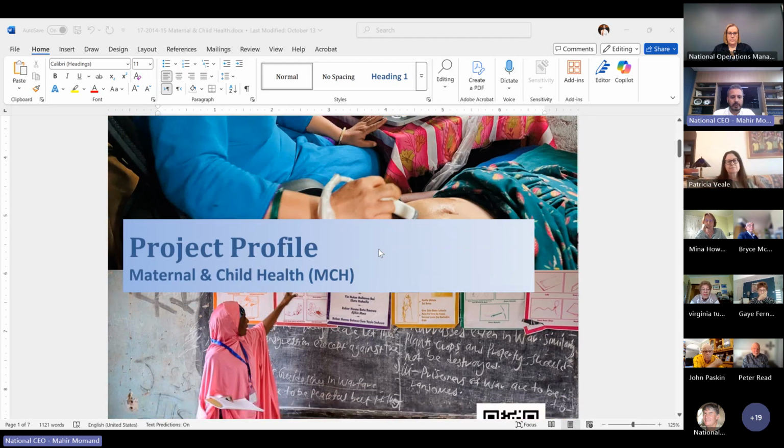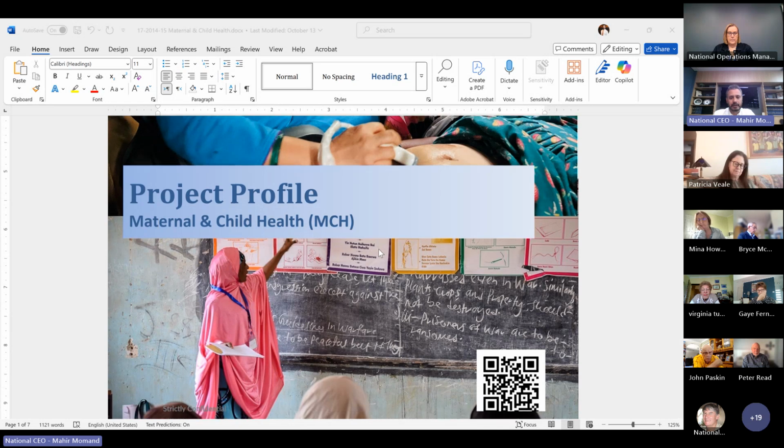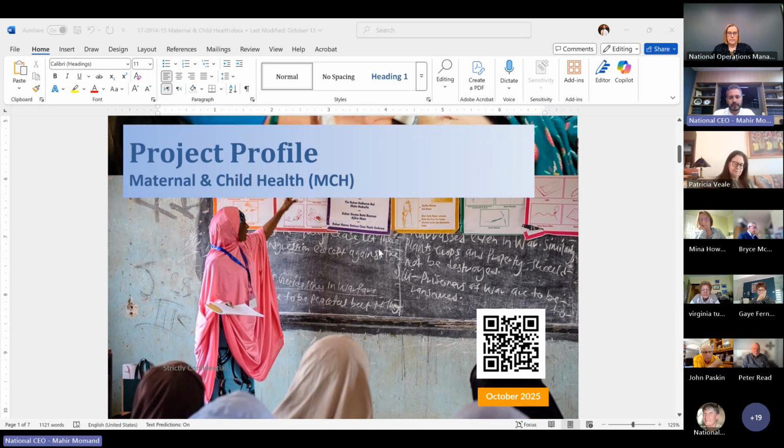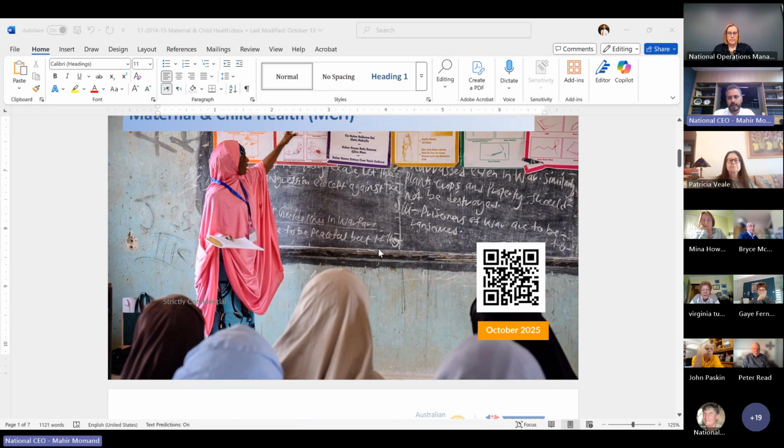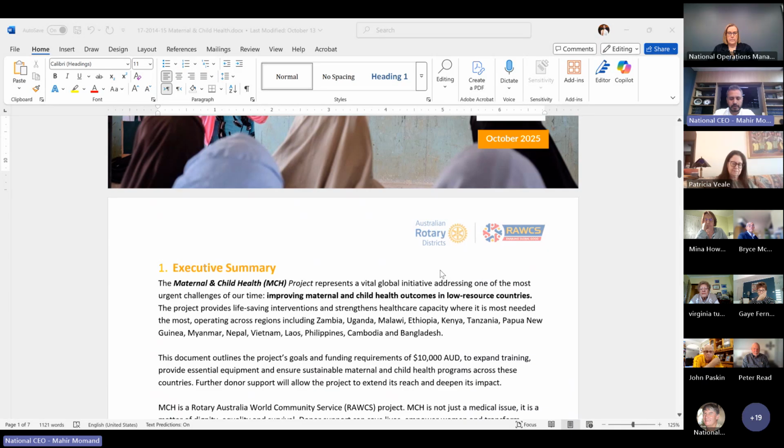So in this case, we have called it a project profile for this particular project called maternal and child health, MCH. It's one of RAWCS's projects, and what we have also done is create a QR code on the front there, so people can just scan the QR code and be taken directly to the page on RAWCS's website, where they can read more about this project.